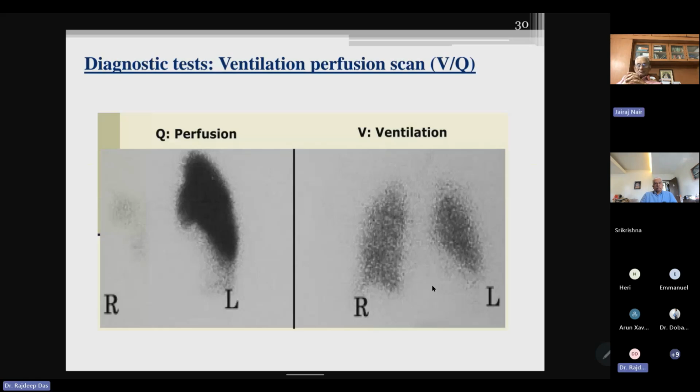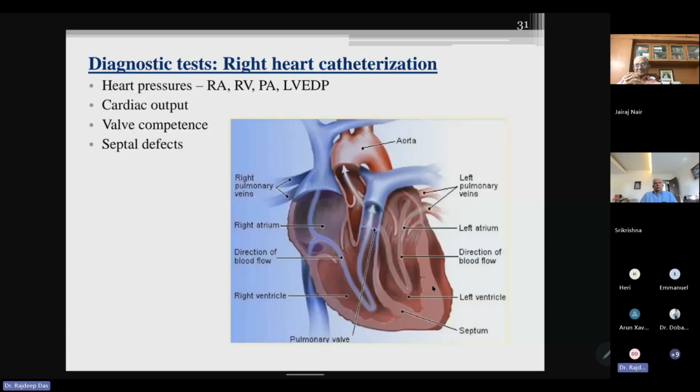Right heart catheterization is performed to evaluate the right-sided pressures of the heart: the right atrial, right ventricular, and pulmonary arterial pressure, along with the left ventricular end-diastolic pressure. The Swan-Ganz catheter or cardiac output monitoring catheter may be used to measure the cardiac output. There may be pulmonary valve incompetence or tricuspid incompetence. Any septal defect, ASD or VSD, can be diagnosed with right heart catheterization.